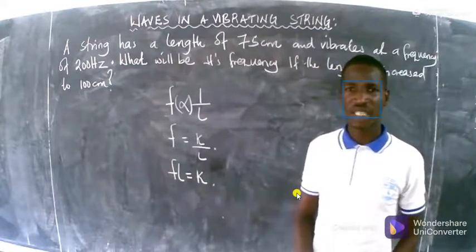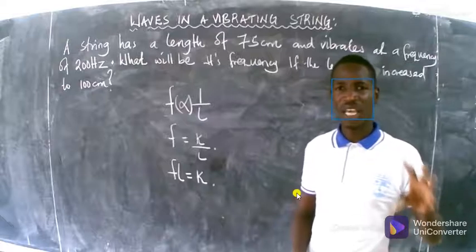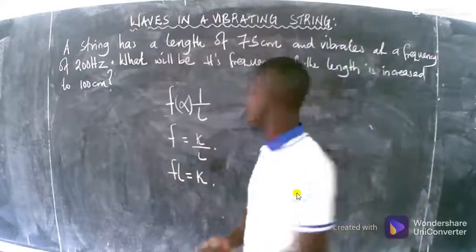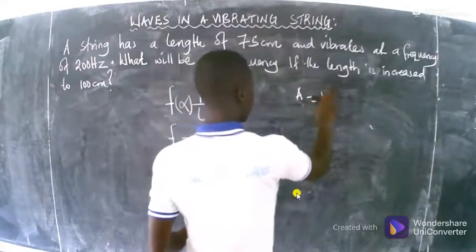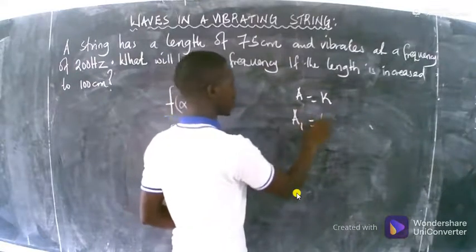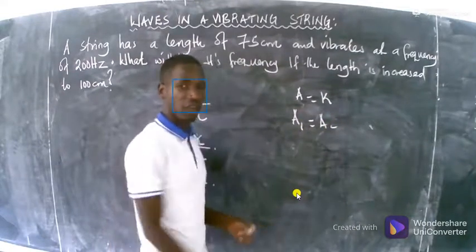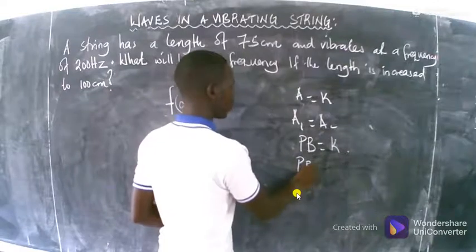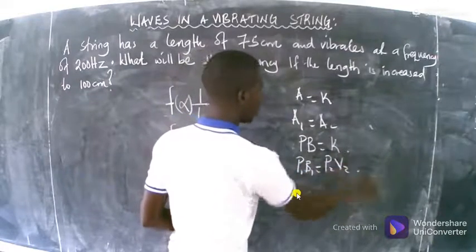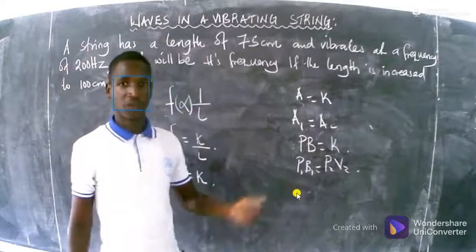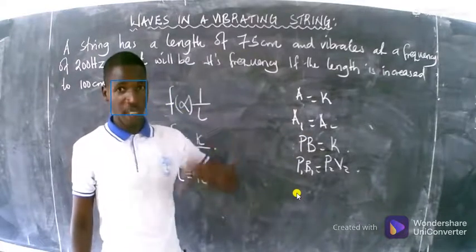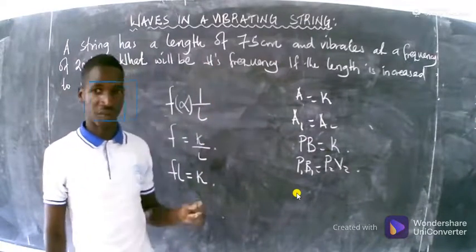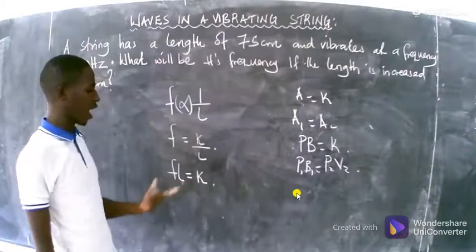FL equals a constant what? Constant K. So if we talk about FL equals a constant K, which is a constant, physics says that if I say A equals a constant K, then that means that A1 is supposed to equal A2. If I say PV equals a constant K, that means that P1, V1 should equal P2, V2. That's the implication. So if A is constant, that means that A1 equals A2 equals A3 equals A4 equals A5. That is the interpretation. So here we are saying that FL equals a constant.